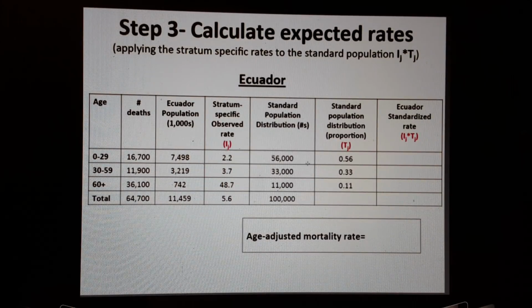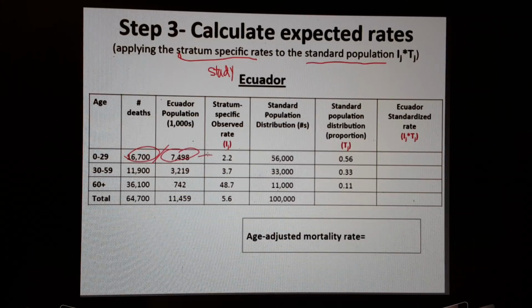So now for your step 3, you need to calculate the expected rates. All you're doing is applying the stratum-specific rates, so remember, this is from your study, to your standard population. So in that calculation, it's I_j multiplied by T_j. This is just the kind of table you had before. This is what we previously calculated was your stratum-specific observed rate. So it's just number of deaths divided by population, and that's how you got this value.